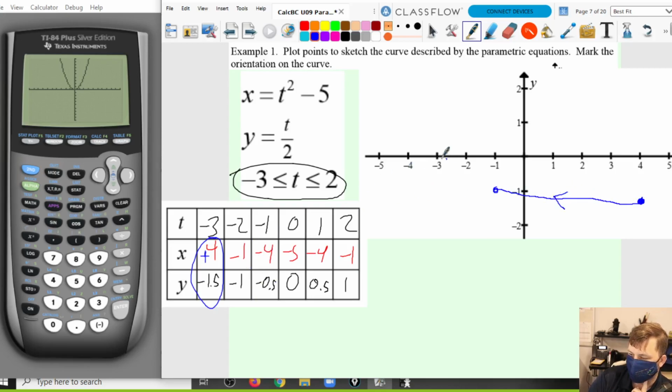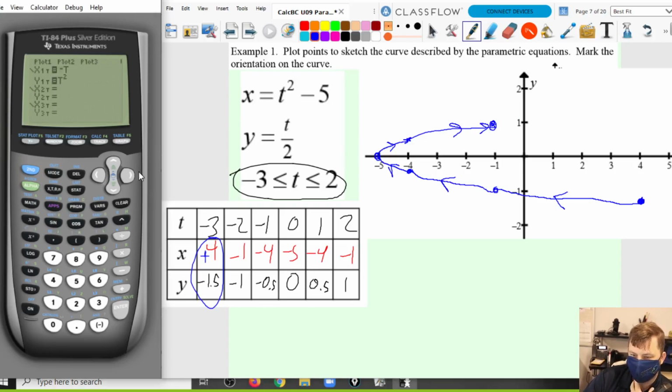Next one's -4 and then -0.5. And then I'm drawing a line going this direction. -5, 0. It's kind of curving up. -4, +0.5 might be here. So it looks like it's curving back. And then -1, +1 would be right here. So it goes to here. And there we go. So that's how those would travel.